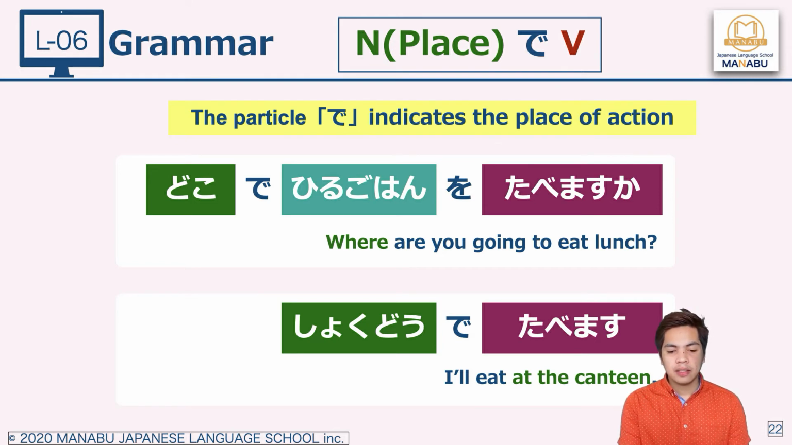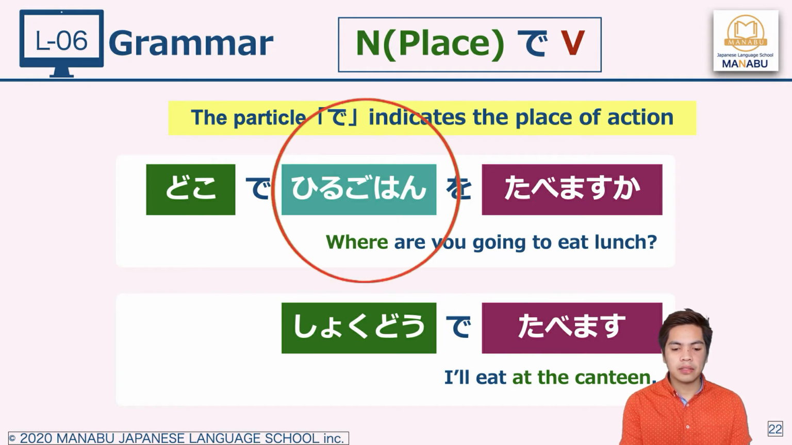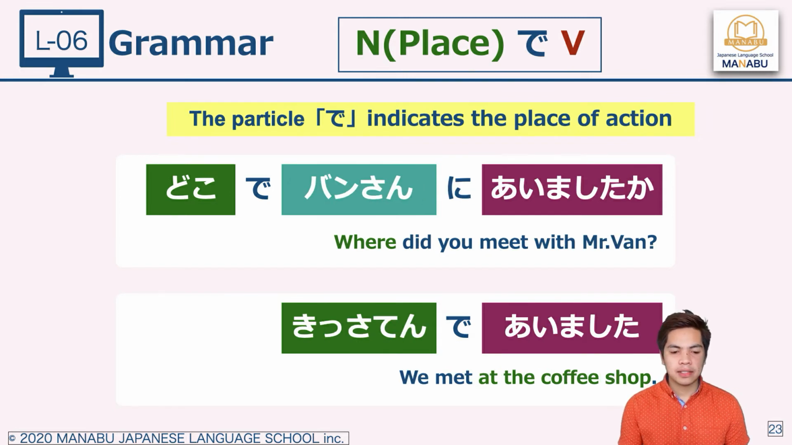And once again, you can omit the word hirugohan, hirugohan o, because it is already implied in the question, because it's obvious what we are referring to. Another example is Doko de Bansan ni aimashita ka? The verb aimasu is to meet someone. Then the person you are going to meet is marked with the particle ni. So Bansan ni. Bansan ni aimashita ka?